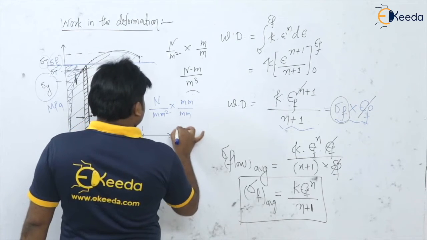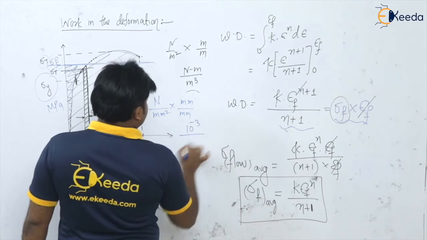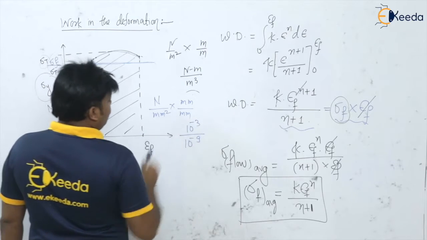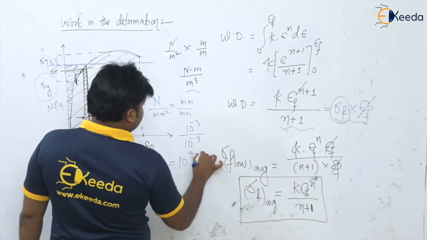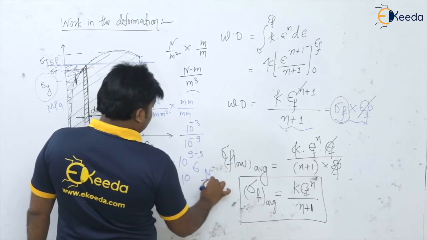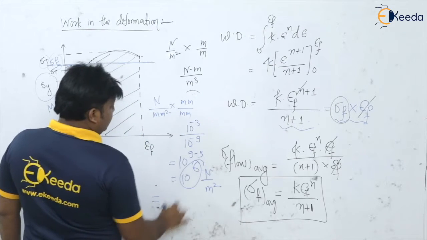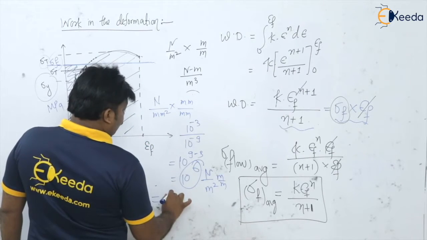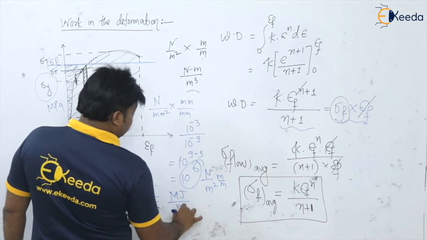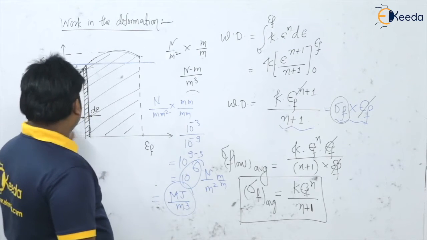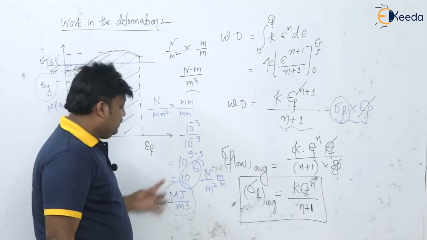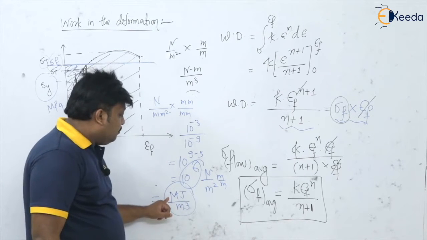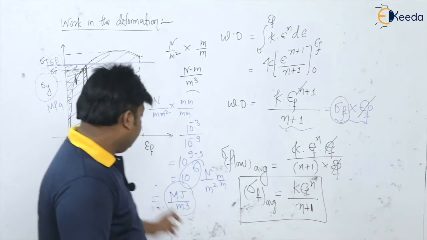So it will be nothing but 10 to the power minus 3 divided by 10 to the power minus 9. This is mm cube, so we have to convert it to meter cube, so it will be 10 to the power minus 9. So it is equal to 10 to the power plus 9 minus 3, that is 10 to the power 6 Newton per meter square, and this is meter upon meter, that is megajoule per meter cube. Whenever the stress is given in megapascal, the work of deformation will be in 10 to the power 6 joule per meter cube, that is megajoule per meter cube. Please remember that will be the unit.